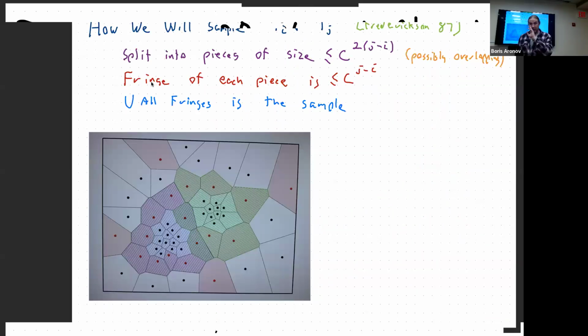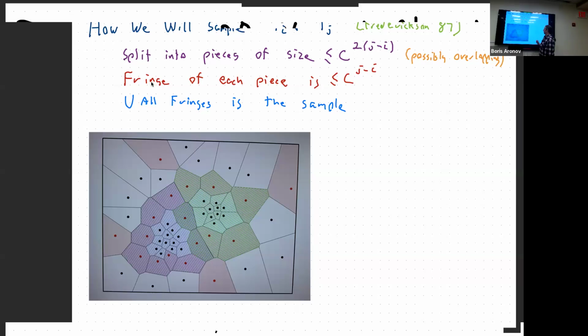Now let's talk about sampling. I haven't talked about how we sample. So far, I just said there are some things that are orange and blue. The way we're going to sample is to use a result of Fredrickson from '87 about sampling. And he says that you can pick some constant and you can basically pick whatever size you want.